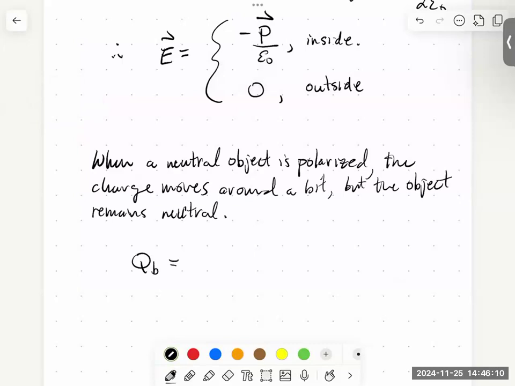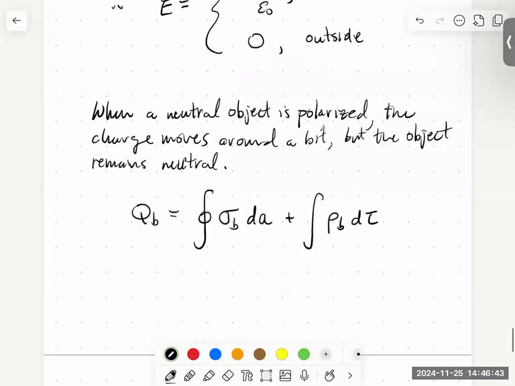if we were to calculate the total bound charge, what would we do? We would take the surface charge and integrate over the surface area of whatever that volume is. And then we would add to it the volume charge density, I'll put a B here, integrated over the entire volume.